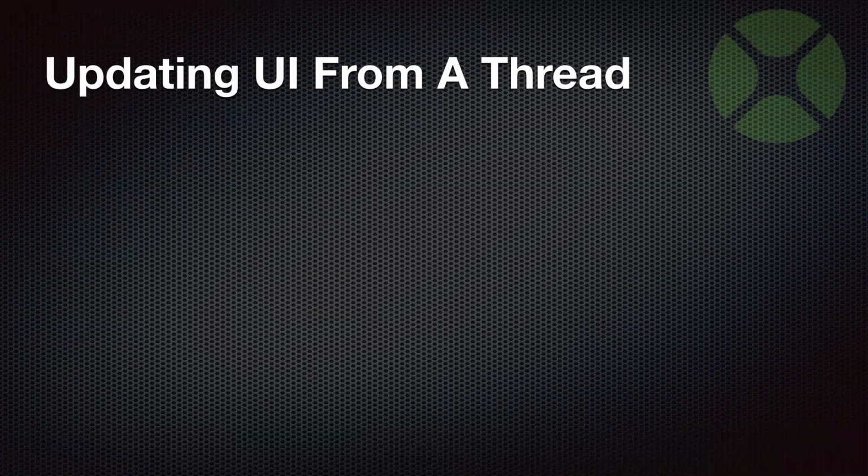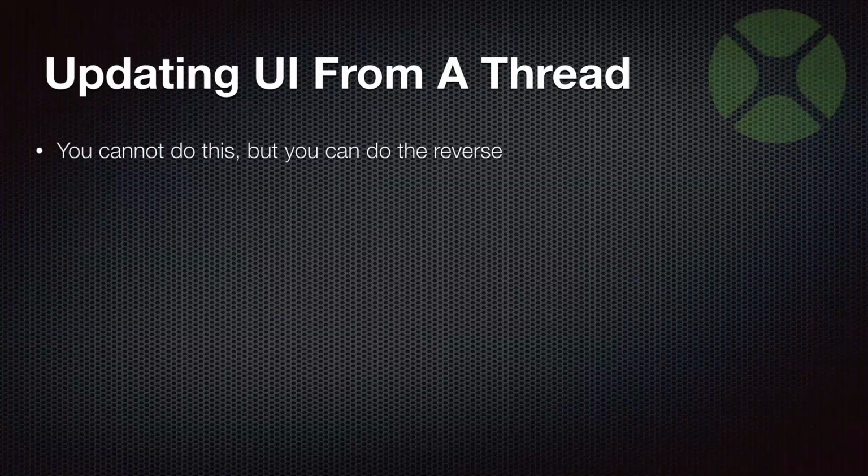Next is updating a user interface from a thread. As I said before, you cannot update the user interface from a thread, but you can do the reverse. The user interface gets information from the thread instead. And there are 2 options or techniques available that people use for this.